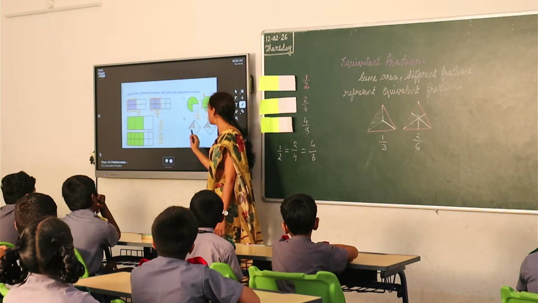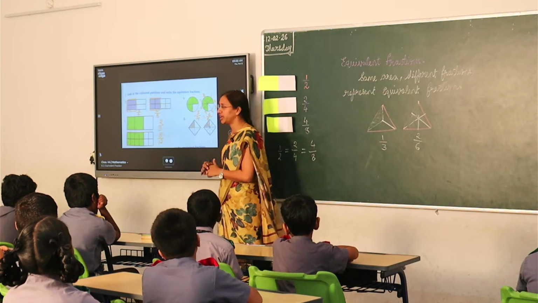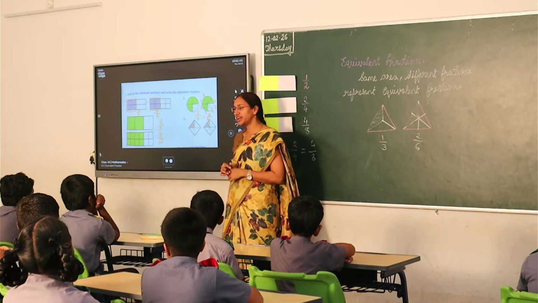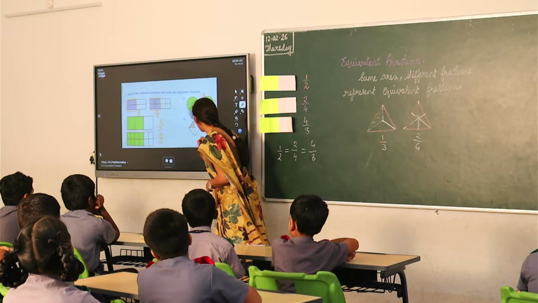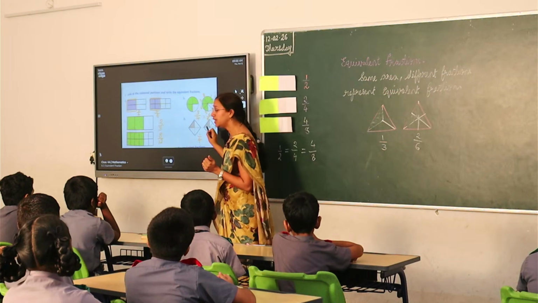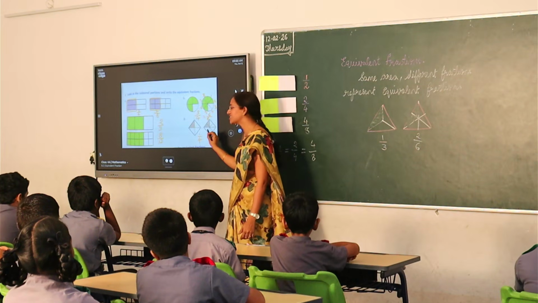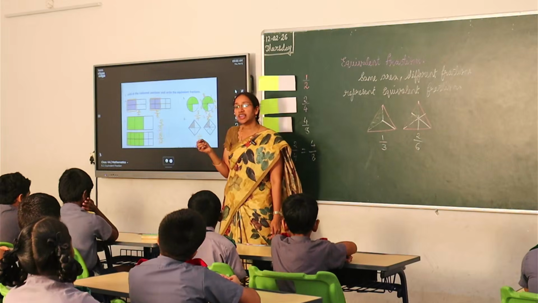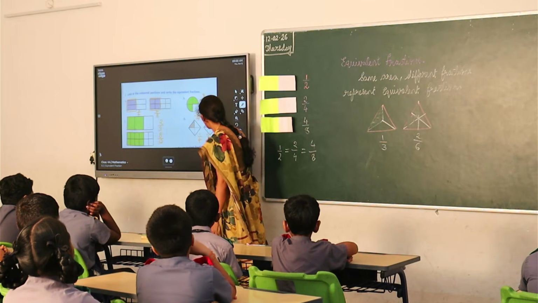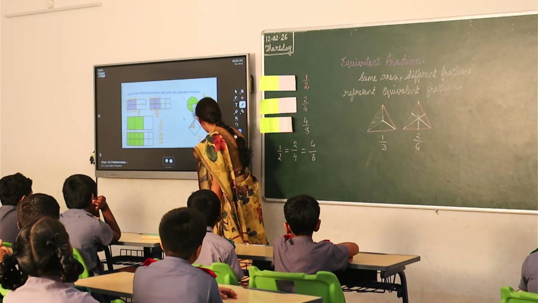Now tell me, into how many equal parts is the first figure divided? 4. Out of these 4 equal parts, how many parts are shaded? So, what fraction of the shaded part does it represent? 1 by 4. Now tell me, the next figure is divided into how many equal parts? 1, 2, 3, 4, 5, 6, 7, 8. Out of these 8 equal parts, how many parts are colored? 2. So, the fraction that represents the shaded part is 2 by 8.